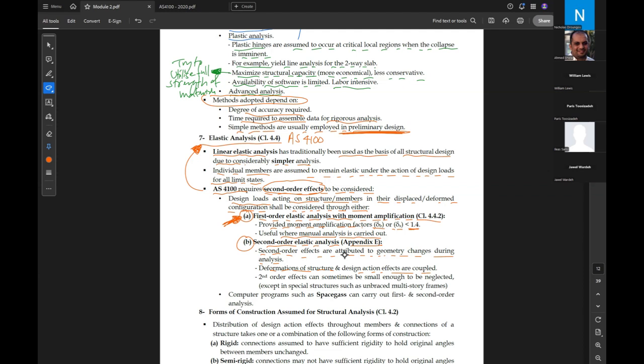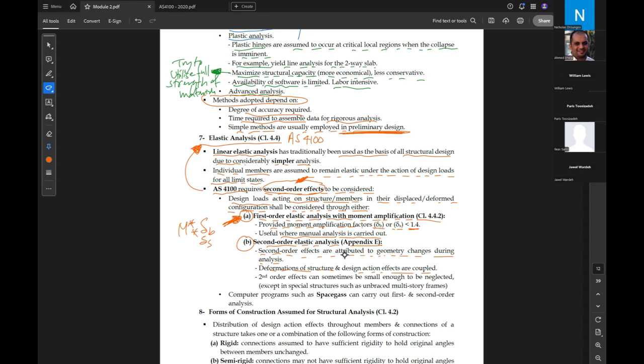So this method has a different procedure compared to the first one. The first one is just if you have the applied moment M. To account for the second order effect, you need to multiply it by an amplification factor called delta B or delta S. So this is the idea of the first order analysis.